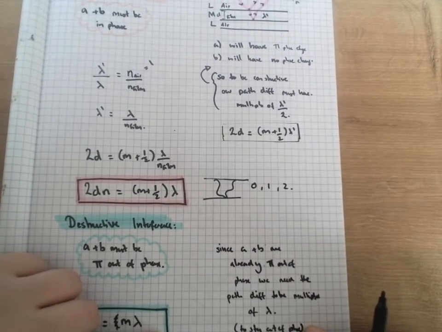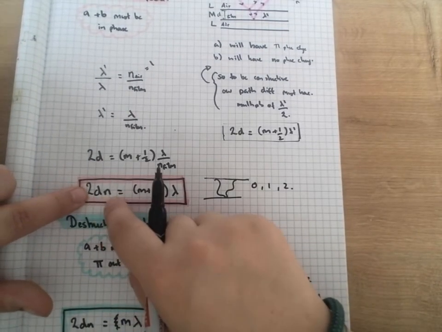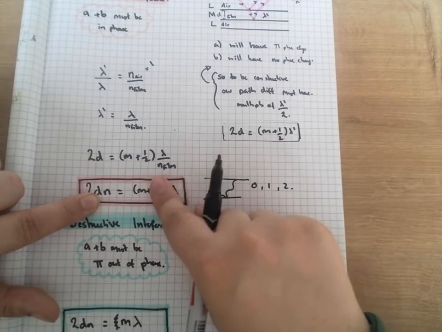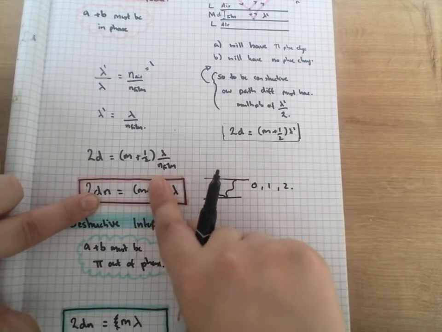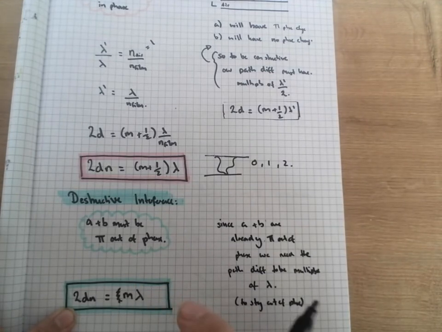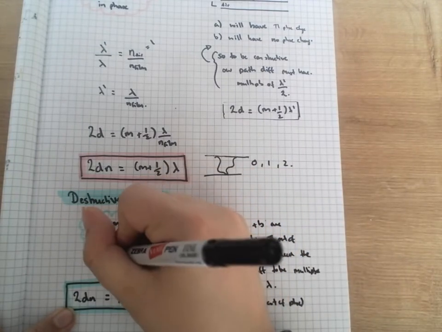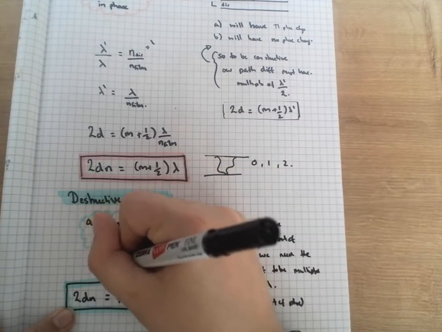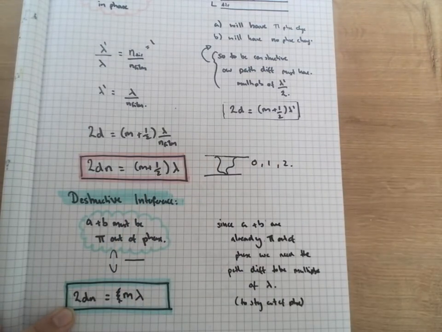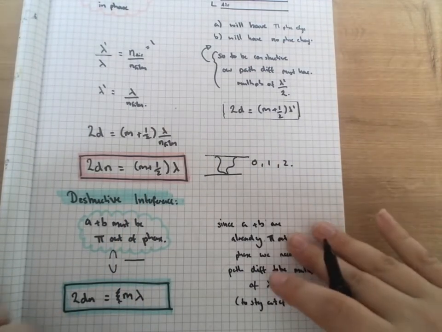So in this case, we end up with just 2dn is equal to m lambda. I don't need that extra half to make it out of phase now. So 2dn is equal to m lambda for destructive interference. Okay, so again, we want them to be out of phase, so a peak meeting a trough, so that they become cancelled out.